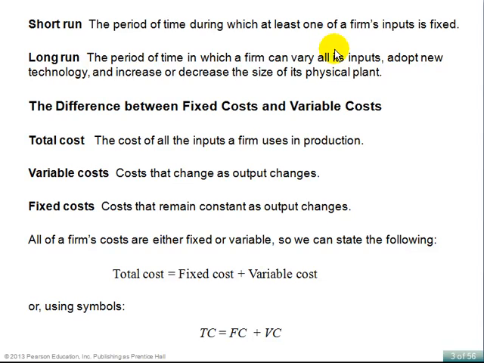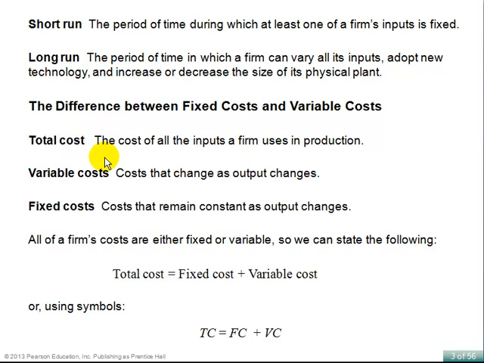In the long run, the firm is able to change or vary all its inputs and can adopt a new technology and increase or decrease the size of its physical plant. Of course, the actual length of calendar time in the short run will be different from firm to firm. A pizza place may be able to increase its physical plant by adding another oven or some tables and chairs in just a few weeks. But an automobile company, in contrast, may take more than a year to increase the capacity of one of its automobile assembly plants by installing new equipment.